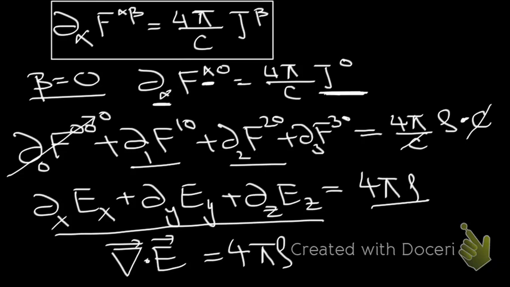And if you recall, this is nothing but your first Maxwell's equation. So we have essentially recovered the first Maxwell equation from the electromagnetic field strength tensor by substituting beta equal to 0 in this equation. Okay, so the next step would be to substitute beta equal to 1. So let's go ahead and do that over here.